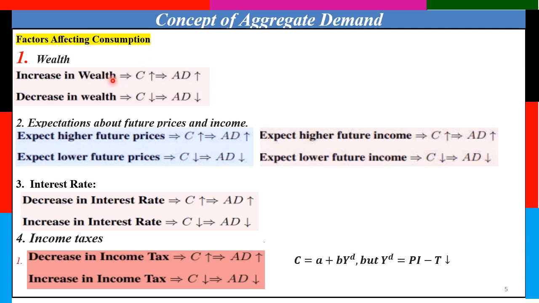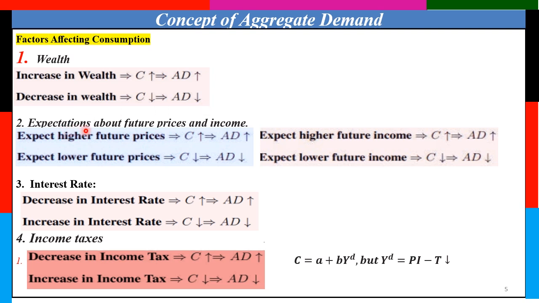Increasing wealth implies that the purchasing power of the people is increasing. This increases consumption. Consumption increasing means aggregate demand is also increasing because there is a positive relationship between consumption and aggregate demand. On the other hand, a decrease in the wealth of the people means their ability to buy something is decreasing. Consumption decreases. This implies aggregate demand is also decreasing.